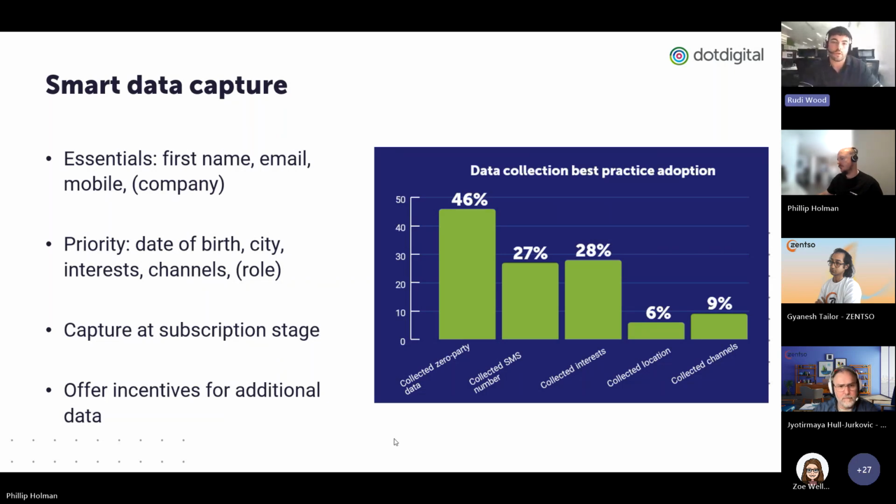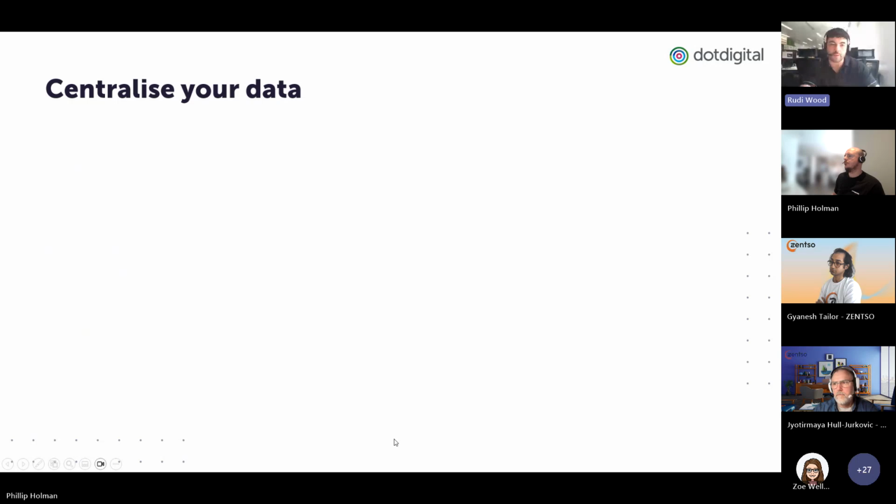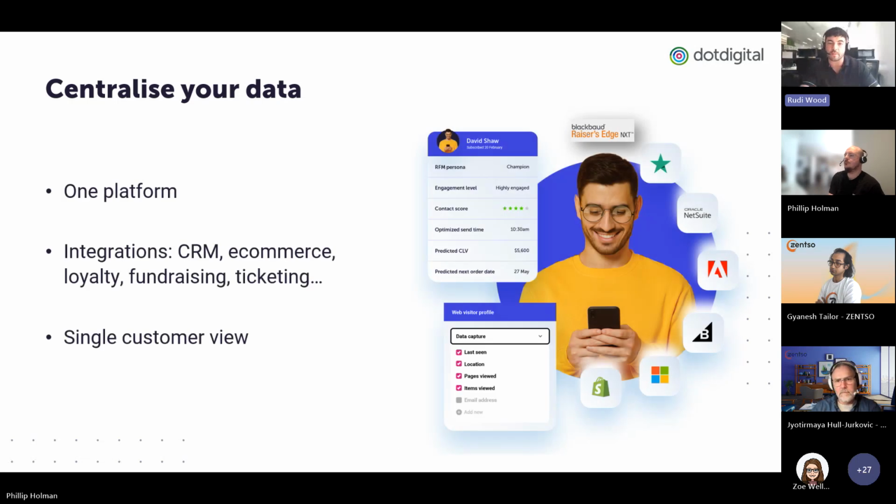Looking to actually centralize your data. The more data you can collect, the better the experience you can create for your members, but only if those pools of data speak to each other. So a bit like what Jotty said, having all of that data in one place, allowing you to use it, understand your audience, and then create a joined up journey for them.